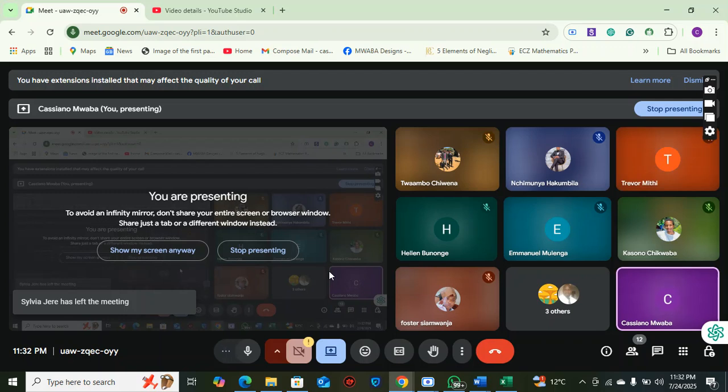Okay, colleagues? Prepaid expenses and accrued income, they're also what? Current assets. Okay. What is accrued income?